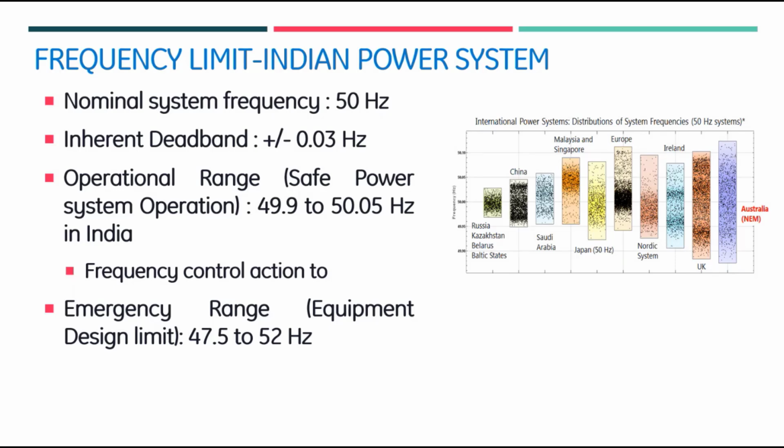Our frequency control actions are designed in that particular range. Then we have the emergency range, which is basically the equipment design limit for the Indian power system, 47.5 to 52 hertz. In many places it can go from 47 hertz to 52 hertz. And you can see on the right hand side the different frequencies and their limits for different power systems across the world.